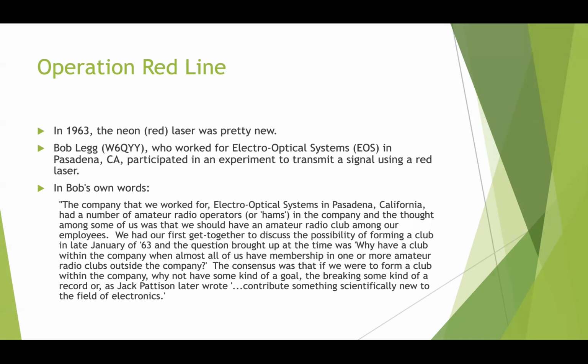But yeah, in Bob's own words, he said, the company that we work for, Electro-Optical Systems in Pasadena, California, had a number of amateur radio operators in the company. And the thought among some of us was we should have an amateur radio club. So we had our first get together to talk about forming a club in late January '63. And the question at the time was, why have a club within the company when almost all of us have membership in one or more amateur radio clubs outside?